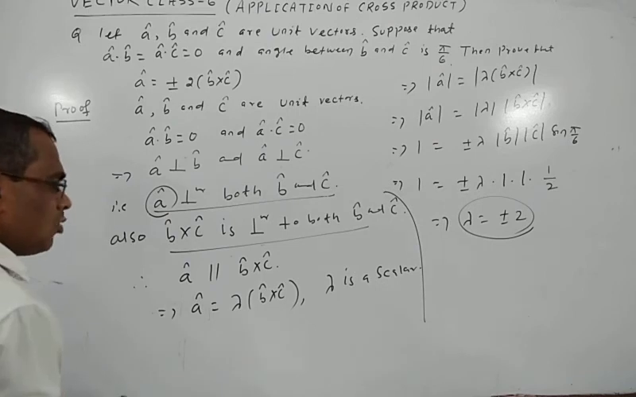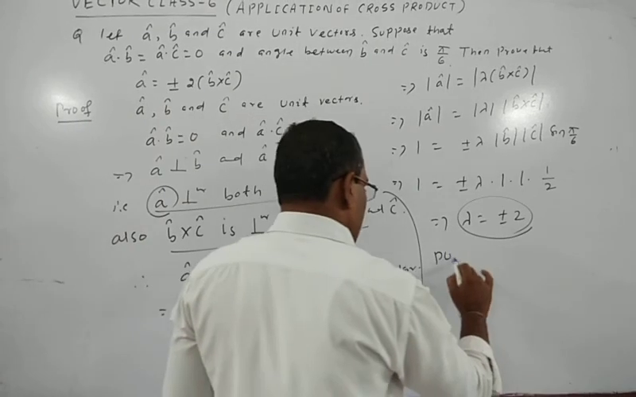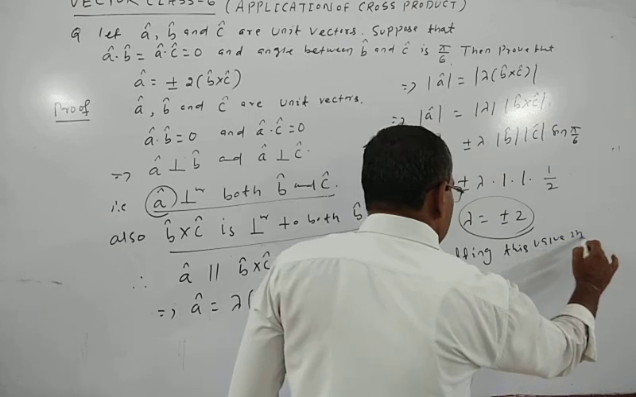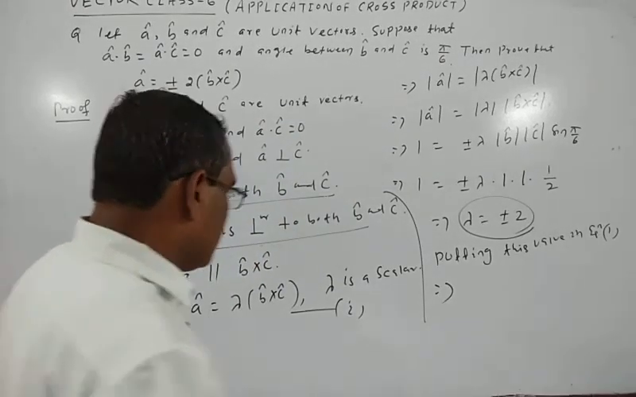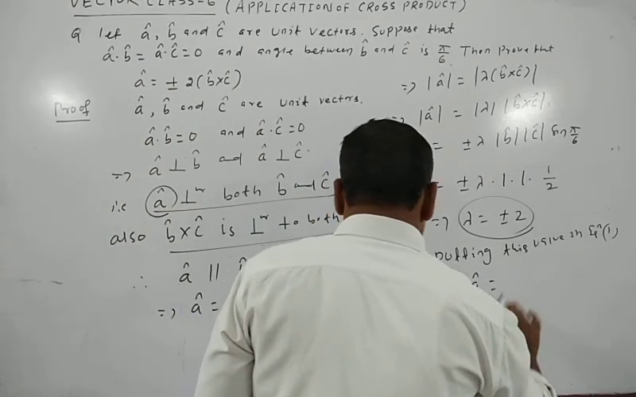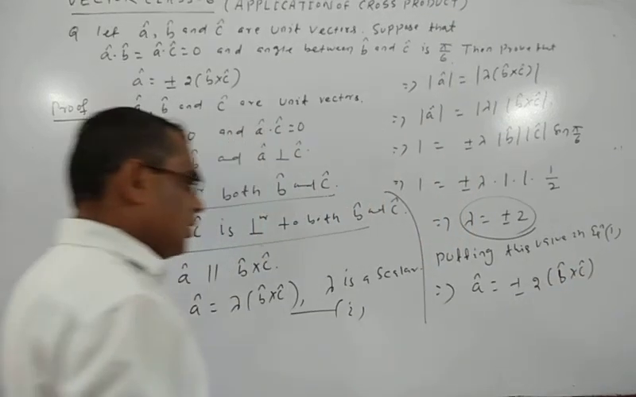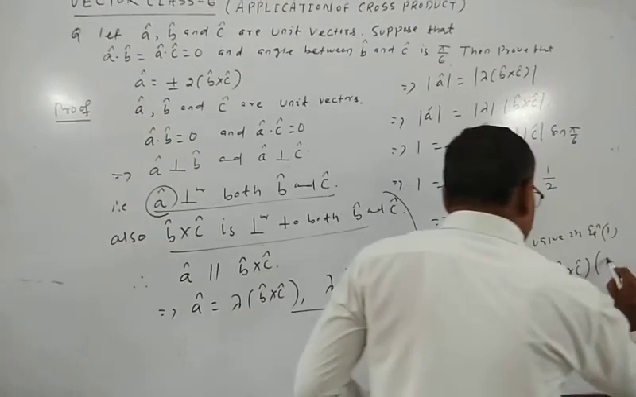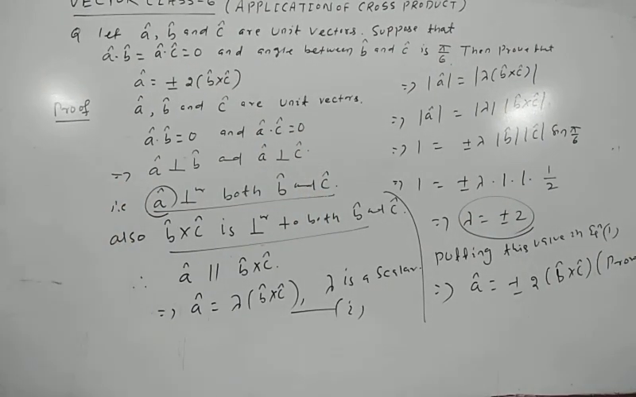So putting this value of lambda in that equation, let it be equation 1. Putting this value in equation 1, that implies A cap is equal to plus or minus 2 into B cap cross C cap. So this proof is complete. This proof is also an important question. So next we do another problem.